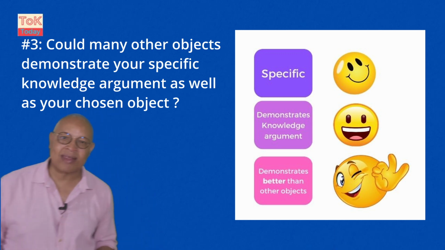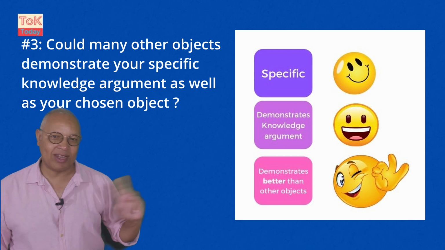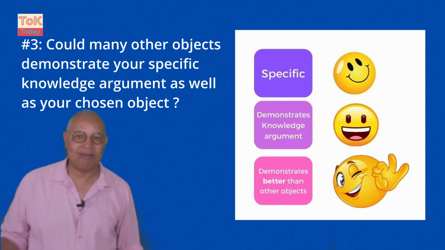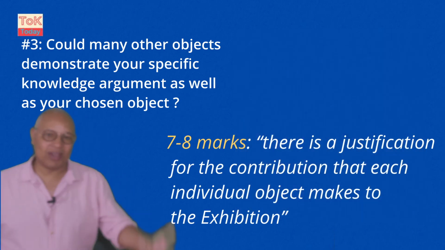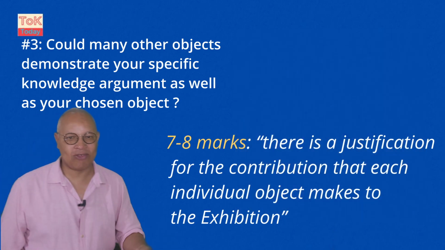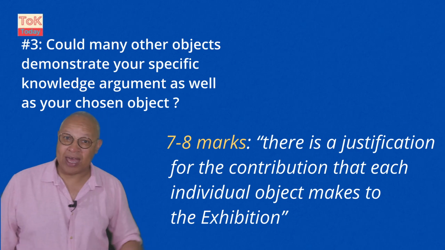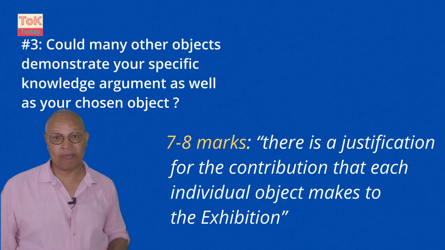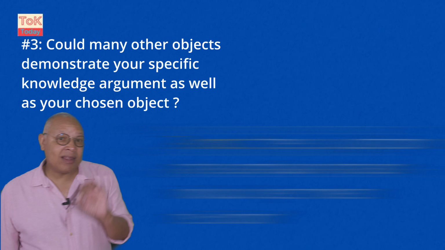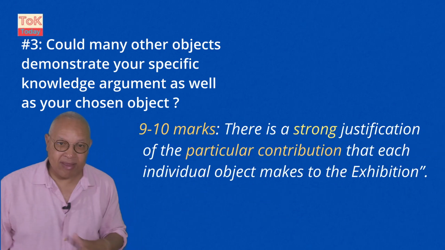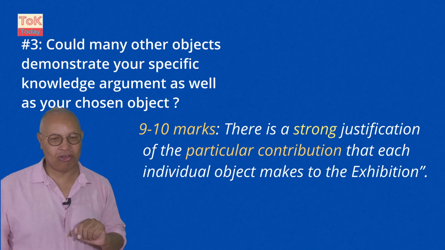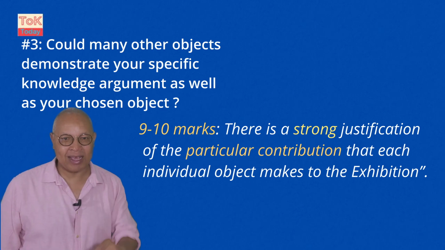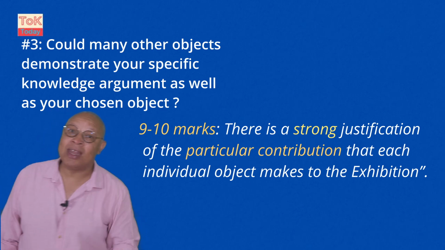And this gives us the difference in wording between 7 and 8 marks and 9 and 10 marks. 7 and 8 marks, it says, there's a justification for the contribution that each individual object makes to the exhibition. You would get that if you follow rules 1 and 2. Okay, but 9 to 10 marks says there is a strong justification of the particular contribution that each object makes to the exhibition, and that's where you get 9 to 10 marks.